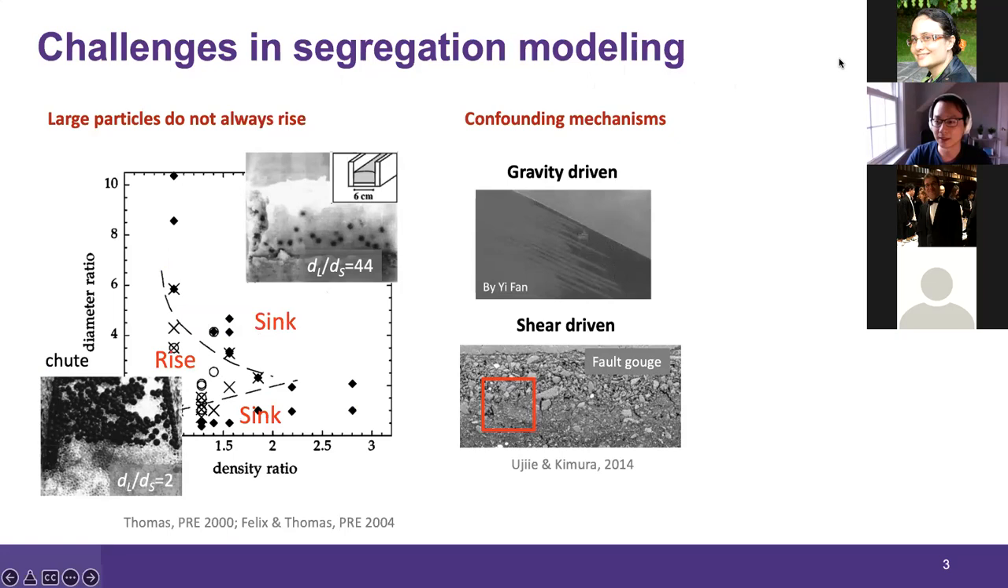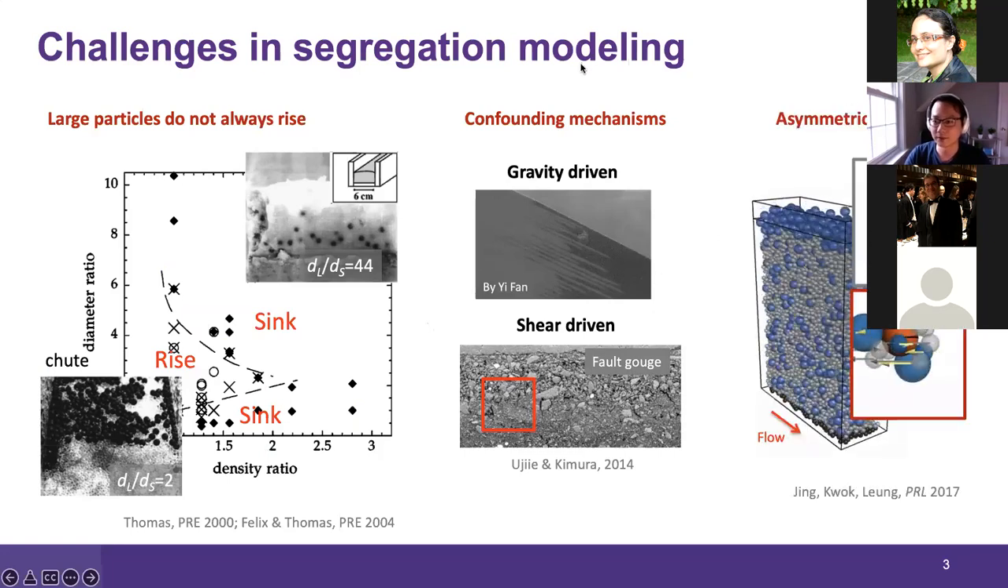Another problem is that segregation can be triggered by different mechanisms, and the mechanisms might compete or work together. One of the major mechanisms is gravity, as we explained earlier with kinetic sieving. That's what we usually see on a slope or granular flow down an incline. The other mechanism is shear-driven. This can be observed in problems like fault gouge, where because of the very high pressure, the faulting is in a lateral direction that is perpendicular to gravity. So the segregation that we observe there is purely driven by shear. How shear and gravity-driven segregation mechanisms work together is another thing that's not very well understood.